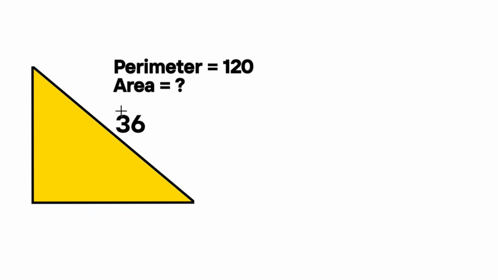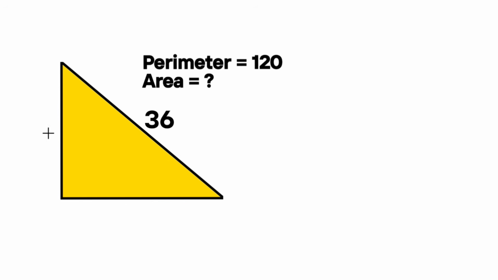The hypotenuse is exactly 36 units, and the perimeter of the triangle is 120 units. Our goal is to find the exact area of the triangle. Now, many students immediately try to calculate the two unknown side lengths, but that actually isn't necessary. There's a much cleaner algebraic approach, so let's go through it step by step.